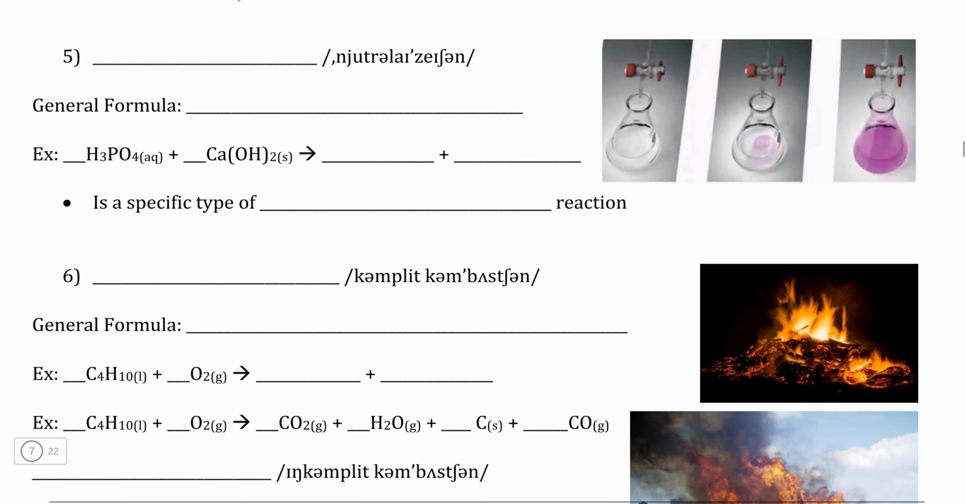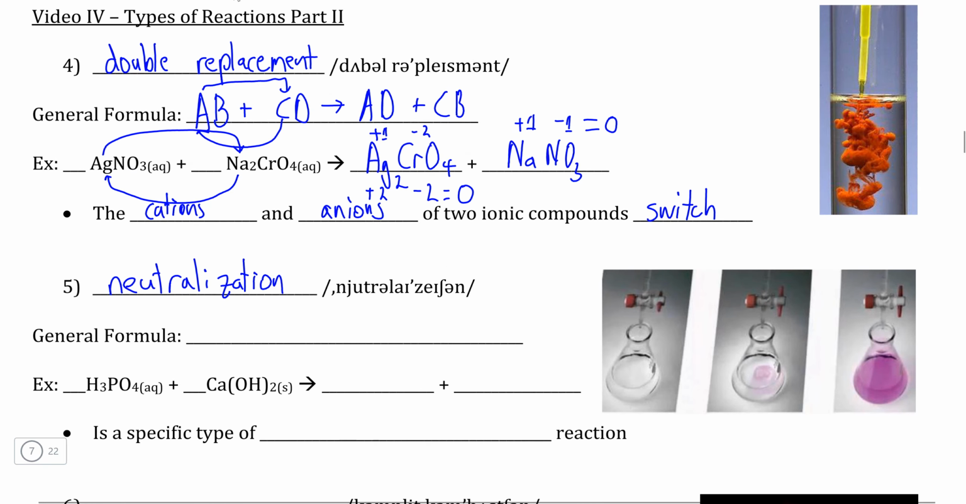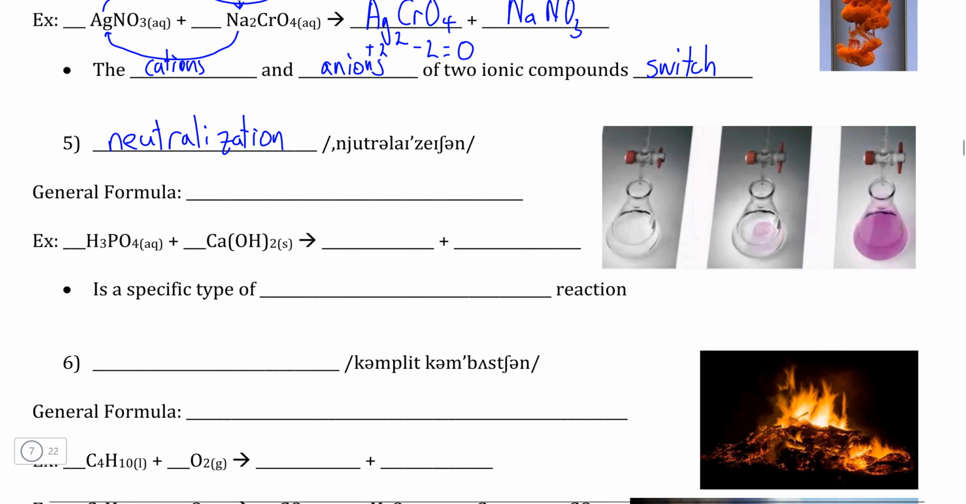Now, a subset of double displacement or double replacement reactions are what we call neutralization reactions, and we say that neutralizations are a subset of double replacement reactions because, as we'll see, they are actually a specific example of double replacement reactions, only with very, very specific reactants.